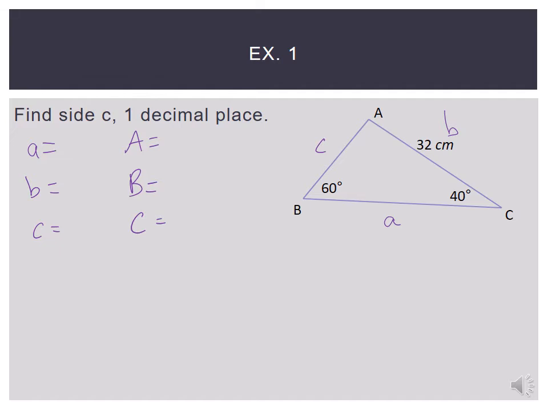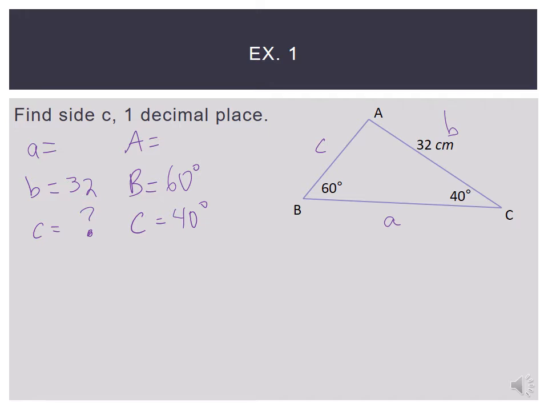Side a, I don't know. Side b, I do. That's 32. Side c, I don't know, and that's what I'm being asked to find. Capital A, I don't know. Capital B, I do know, that's 60. And capital C, I know, is 40.